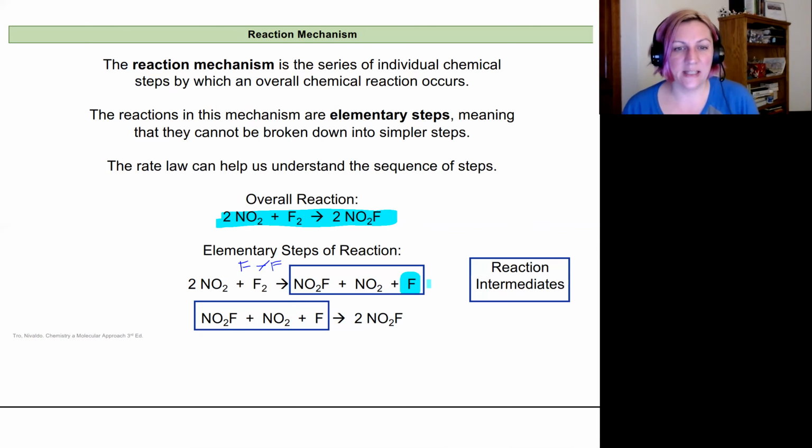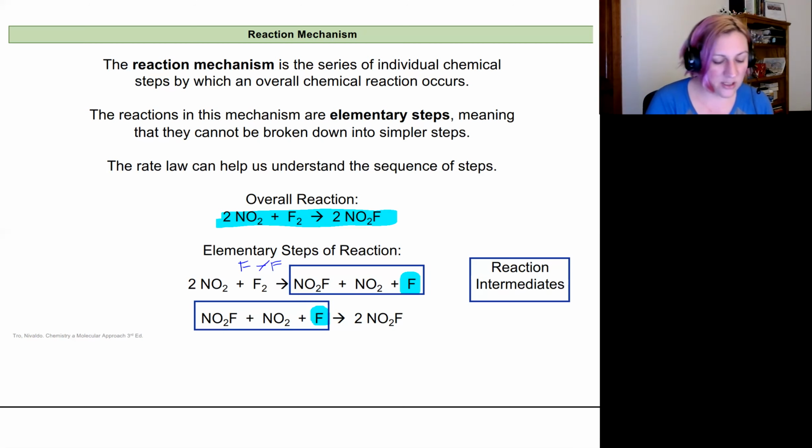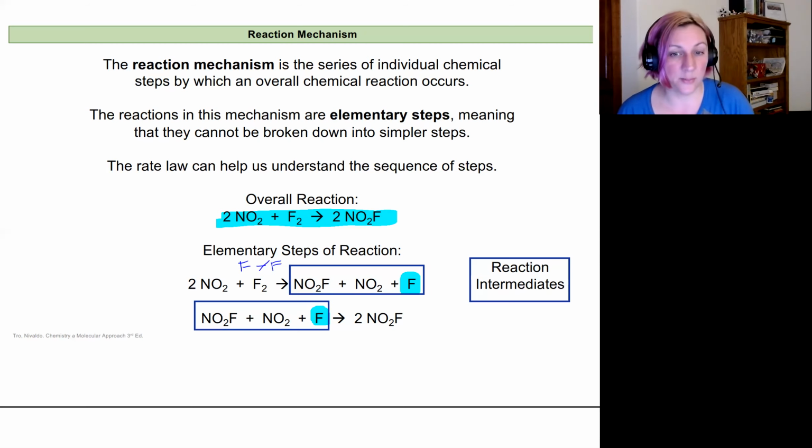Now, I feel like we can write this out two ways. I've seen this reaction's elementary steps represented as they're written here, where we have our fluorine as the intermediate. Then that fluorine atom is going to connect with the NO2 and form a second equivalent of NO2F. This is how it is often represented in textbooks.